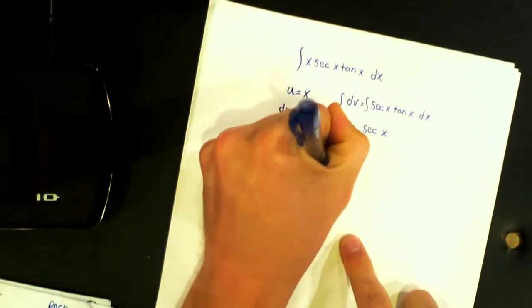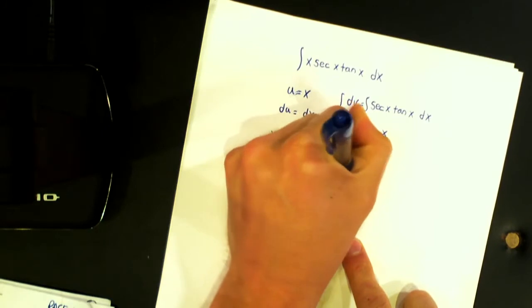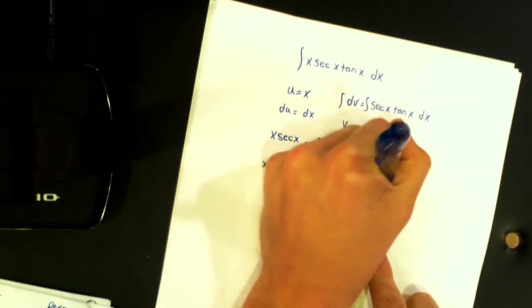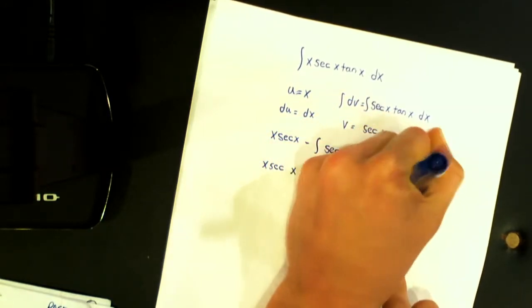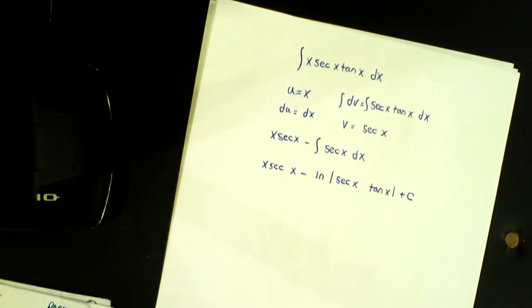All right, ln secant plus tangent. So is that our answer? Yeah. Okay. Yes. Clutch. That's good luck. The actual integration of secant x would be the natural log of secant x plus tangent x. It's almost like the derivative, but there's a plus.